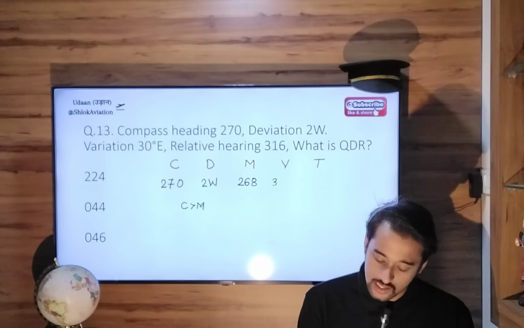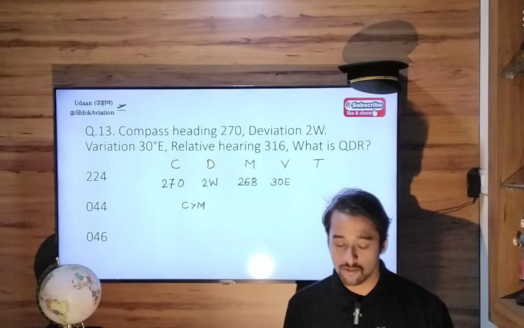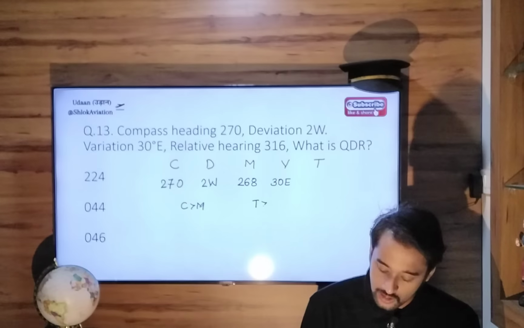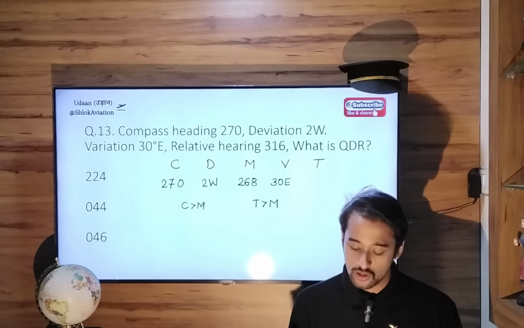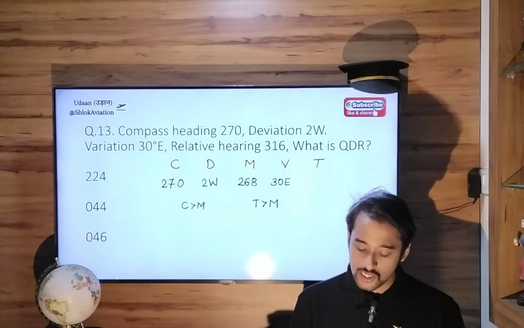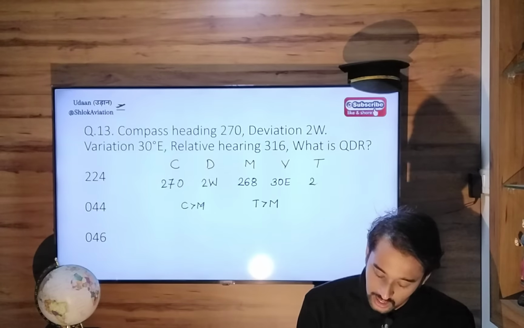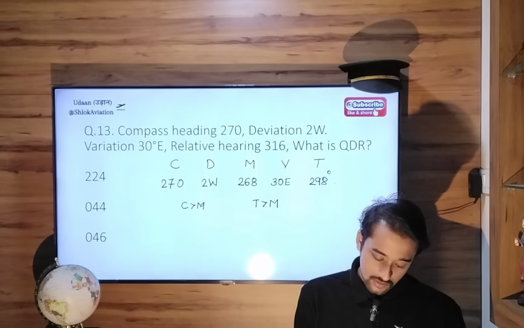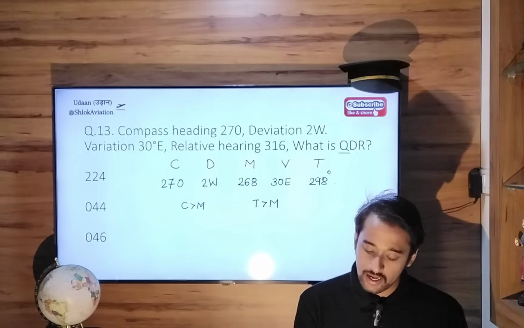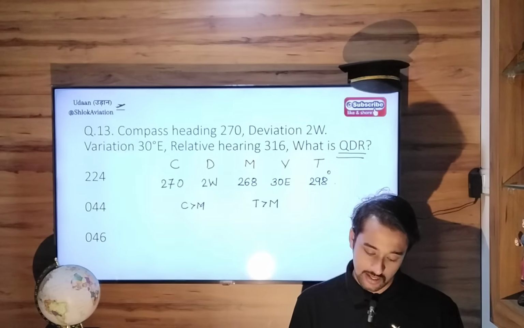Variation is 30 east. If variation is east, magnetic is least, meaning true will be more than magnetic, and magnetic will be less than true. So true direction will be 268 plus 30, which is 298. Okay. We have been asked to find QDR. QDR is the magnetic bearing from the station.